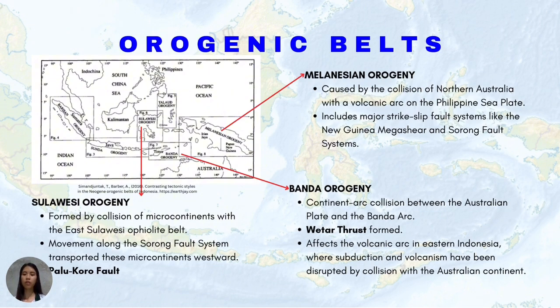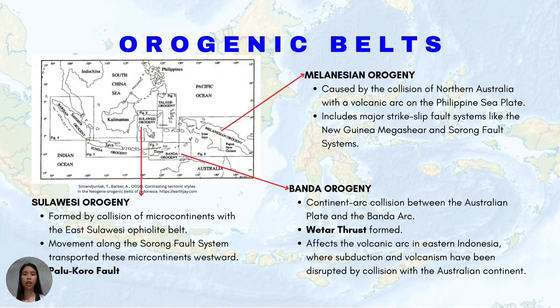Movement along the Sorong Fault system transported these microcontinents westward. The Palu-Koro Fault is the tectonic boundary in the Sulawesi orogeny, and it is a left-lateral strike-slip fault causing ongoing deformation, earthquakes, and basin formation like Lakes Poso and Matano.